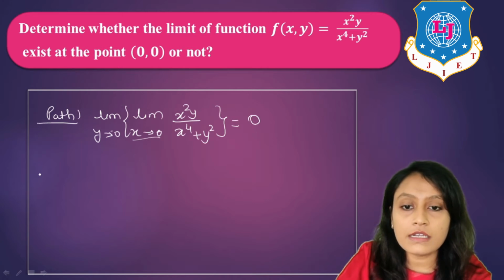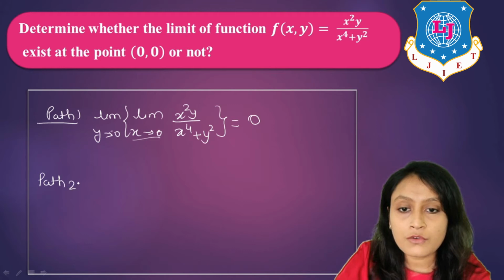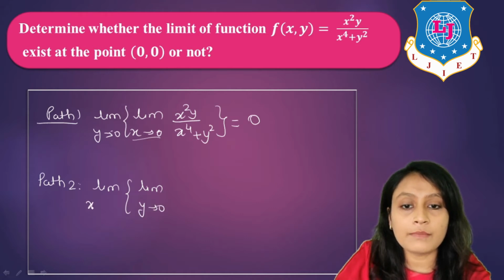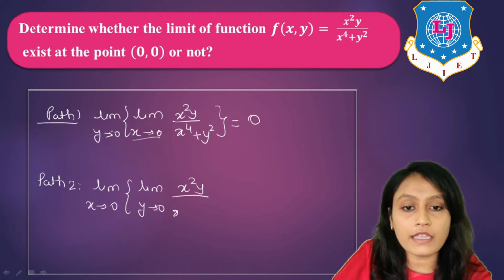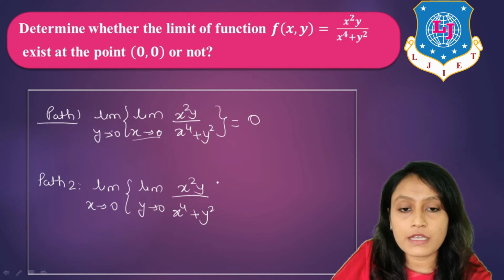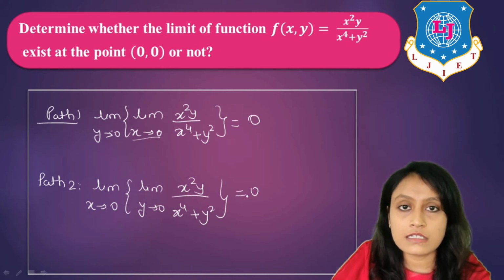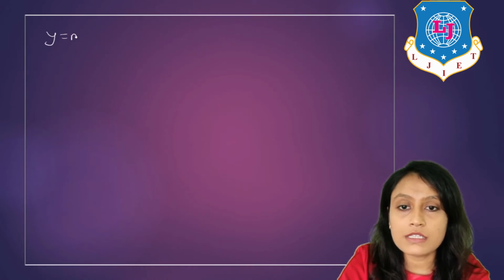Next we will apply path 2. For that, firstly we will apply the limit of y and then we will apply the limit of x. The function is x square y upon x raised to 4 plus y square. Now firstly in place of y substitute 0, so you will get answer 0. Now we have (a, b) as (0, 0) and we have the same answer for path 1 and path 2. So we will write y equals mx.